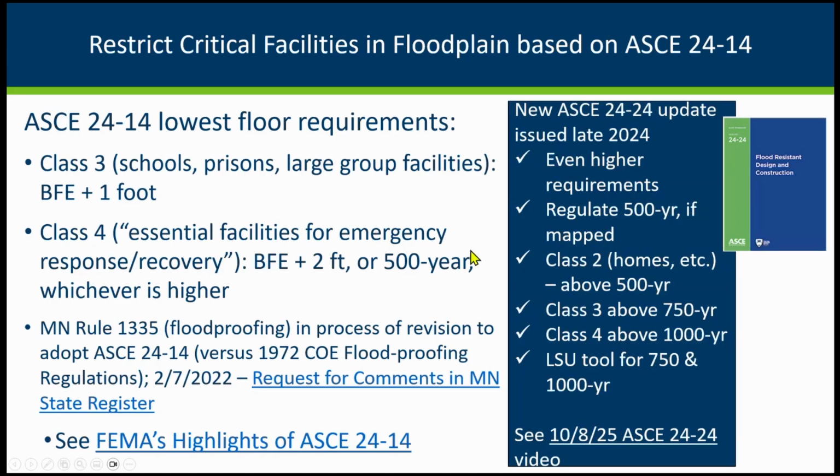And I have to note that a new version of ASCE did come out at the end of 24. It's the 24-24 update. They've got some even higher standards. They would regulate most regular buildings, which are class 2, homes, main businesses that aren't a class 3 or class 4, that they have to be at least above the 500 year. They upped the class 3 requirement from BFE plus 1 foot to being above the 750 year flood. And they upped the class 4 for essential facilities from BFE plus 2 or the 500 year to 1,000 year.